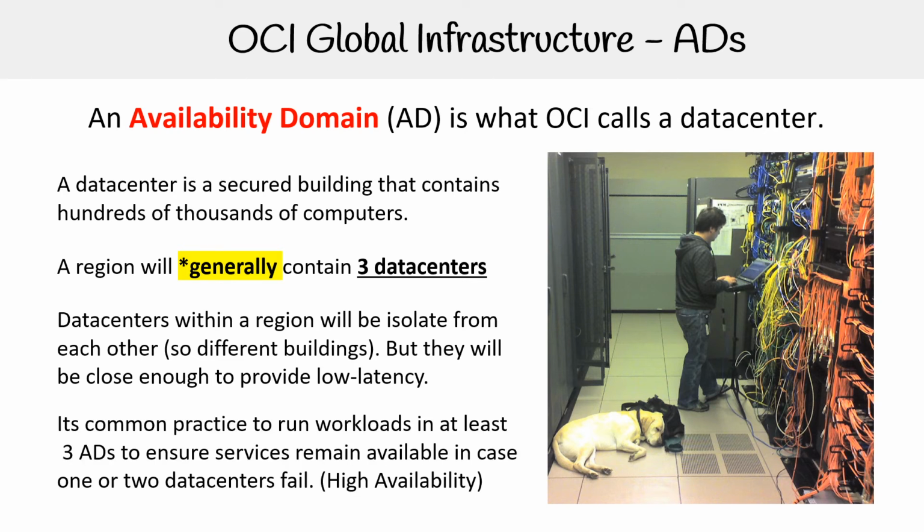And this comes down to our last thing here, which is it's a common practice to run your workloads in at least 3 availability domains to ensure services remain available in case 1 or 2 data centers fail. Now, when I use that word workload, that's the same thing as if I said service or web application. You'll see me interchange those words throughout this course: workloads, service, and web application. It generally means the same thing.